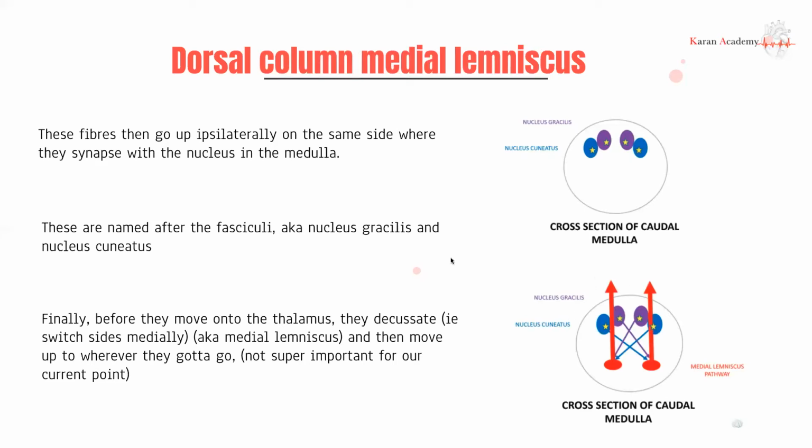So it enters the spinal cord, travels up the fasciculus ipsilaterally to the nucleus, decussates or crosses over through the medial lemniscus pathway, and then goes to the higher centers. The higher center is usually the thalamus.